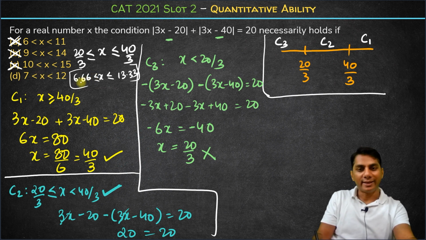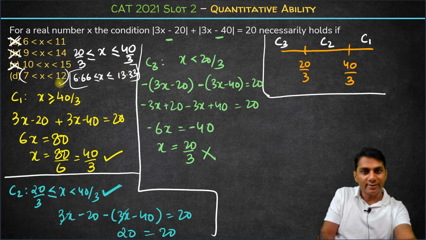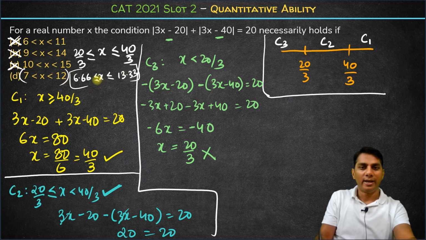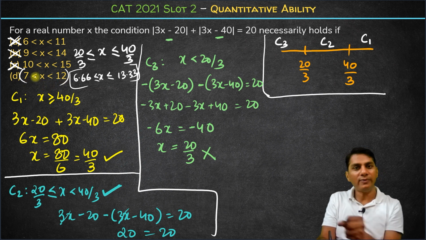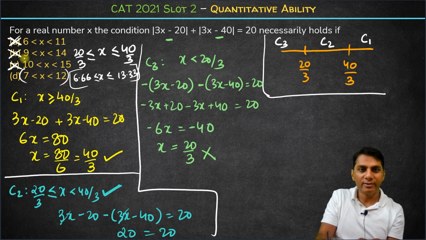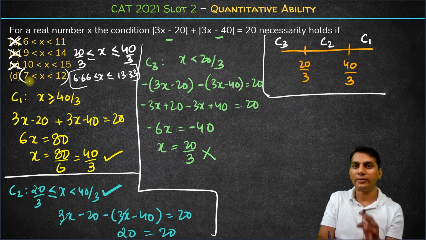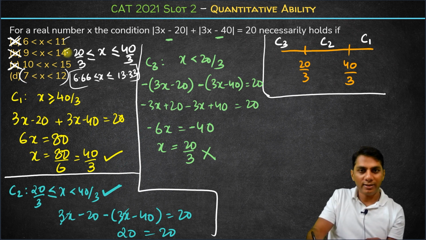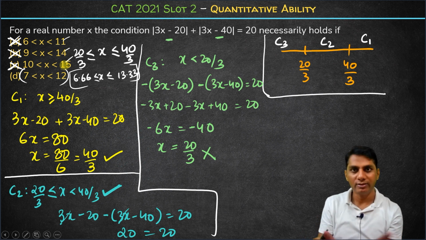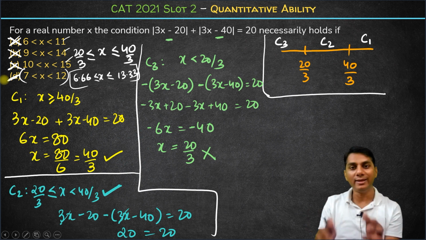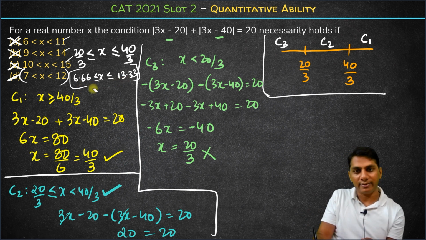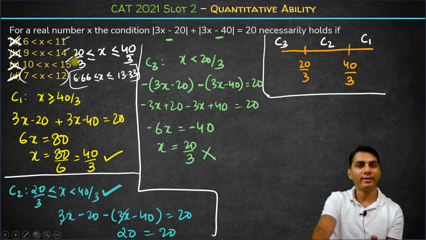Here, if x is greater than 6.66 and less than 13.33, this range is a subset of the range 7 to 12. If x lies between these two values, x will definitely lie between 7 and 12. Although it does not encompass all the values of x, this is the best possible range that we have of the 4 options that are given. All these 3 options lie outside the range of x. This is the only one whose values lie in the range of x that we have calculated. So option D here is the right answer.